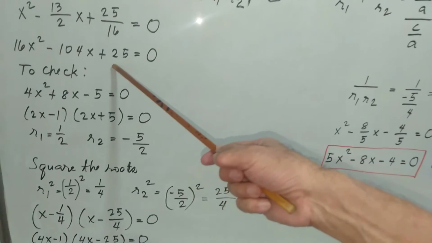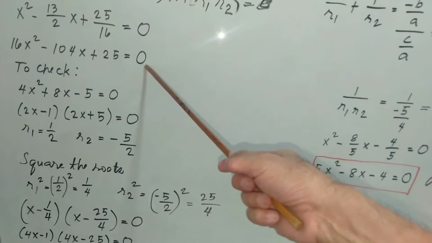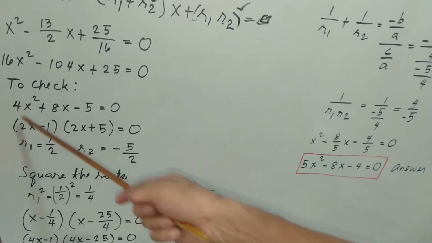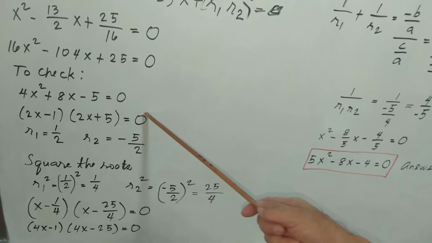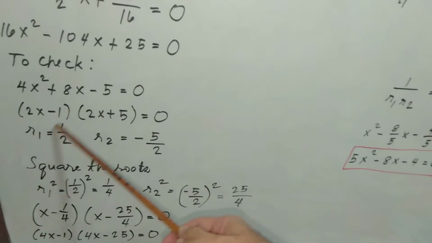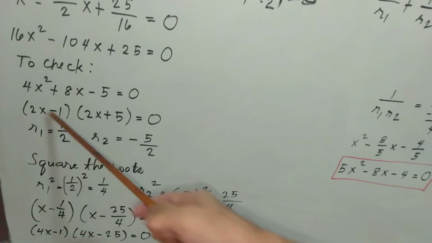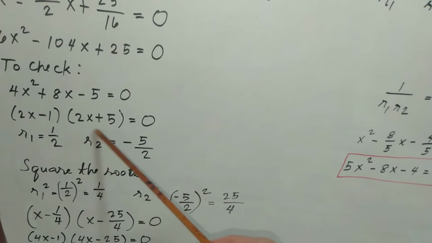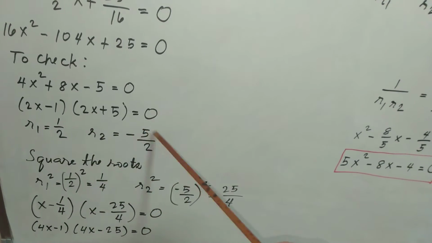And the roots of this equation are equal to the squares of the roots of the given quadratic equation. So let's check. This is our given quadratic equation: 4x squared plus 8x minus 5 is equal to 0. We get the roots. The factors are 2x minus 1 and 2x plus 5 equal to 0. So the first root, r1, is equal to 1/2, and the root of the second binomial is negative 5 over 2.